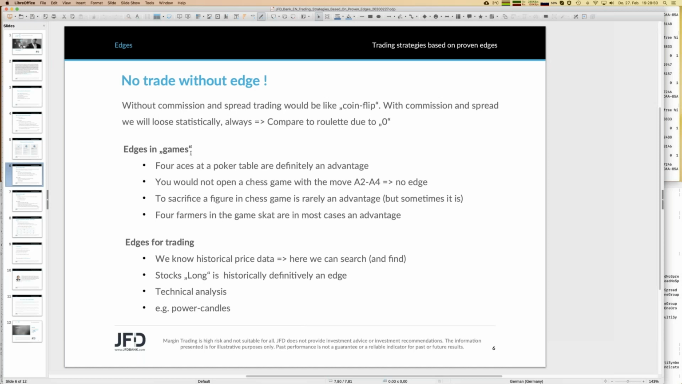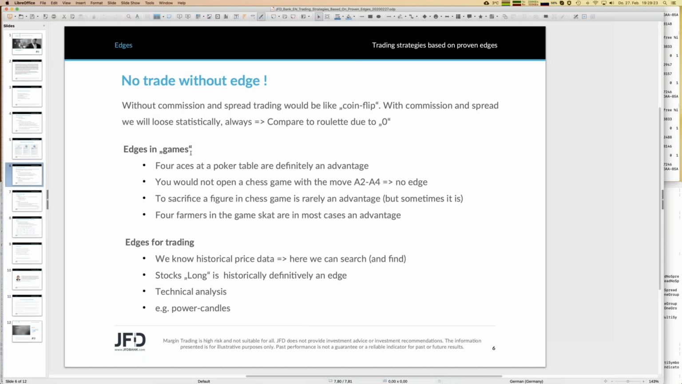Let's think a little bit differently about trading and edges. You may know other games, and as I mentioned already, if you have 4 aces at a poker table, then you definitely have an advantage, but still no guarantee that you will win that game, because there are other combinations which are higher than 4 aces, but at least you definitely have an advantage. So, that is a real edge.